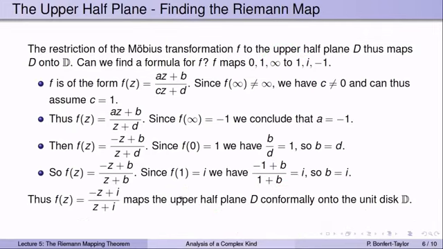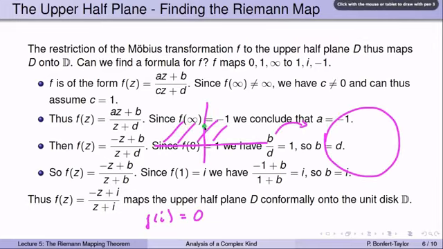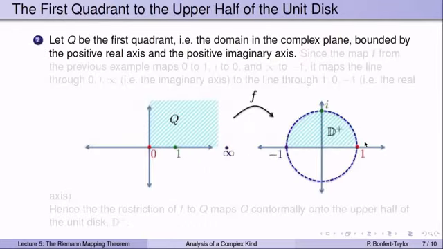Thus, b is equal to i, and therefore f maps the upper half plane D conformally onto the unit disk D. By the way, because we'll need this in a second, what is f of i? i is in the upper half plane, and f of i is equal to 0. So i is the point that is mapped to the origin under this mapping that maps the upper half plane conformally onto the unit disk. So this point i right here is mapped to the origin. Let's look at another example. Let Q be the first quadrant.